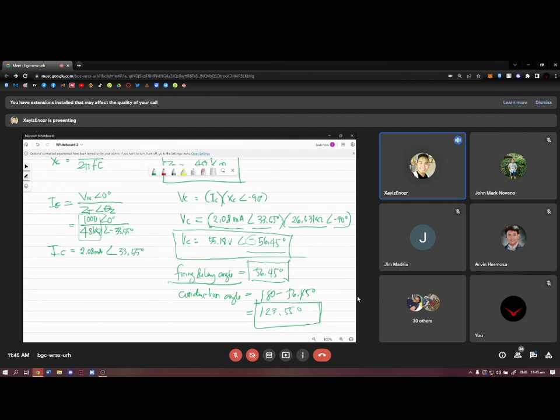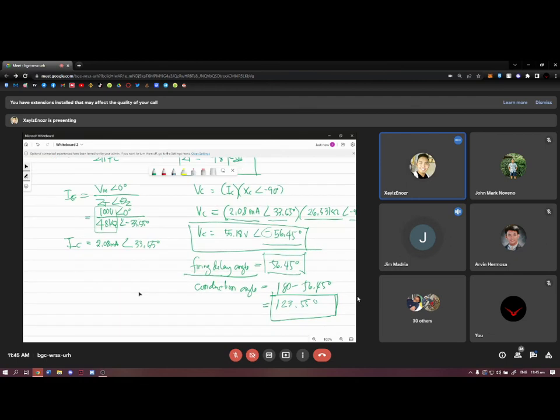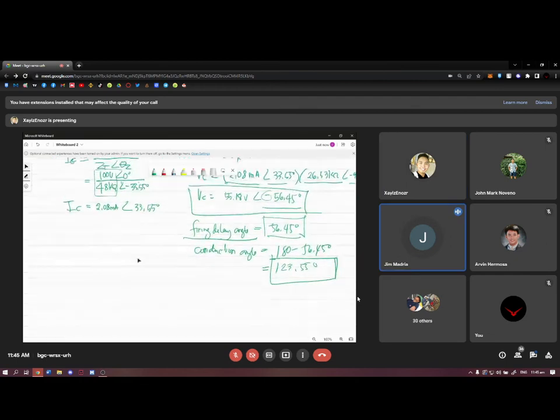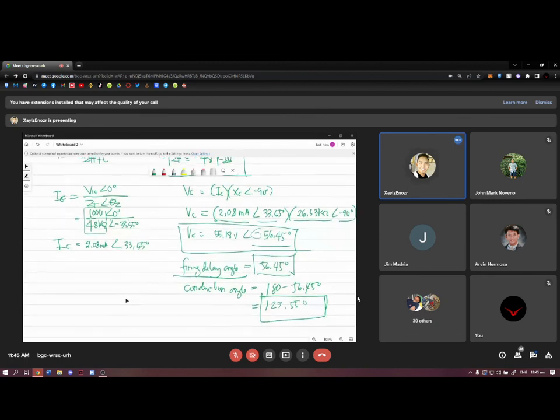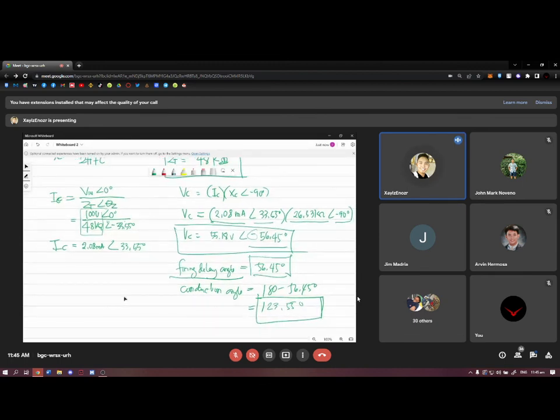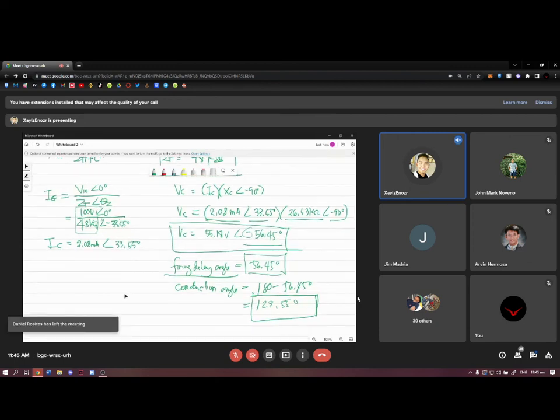Okay. So yan na. So paano pag sinabi ko, Sir, yung sa VC po ba, yung angle doon laging negative? Laging voltage yan, sa voltage sa capacitor. Kaya negative lagi yan.